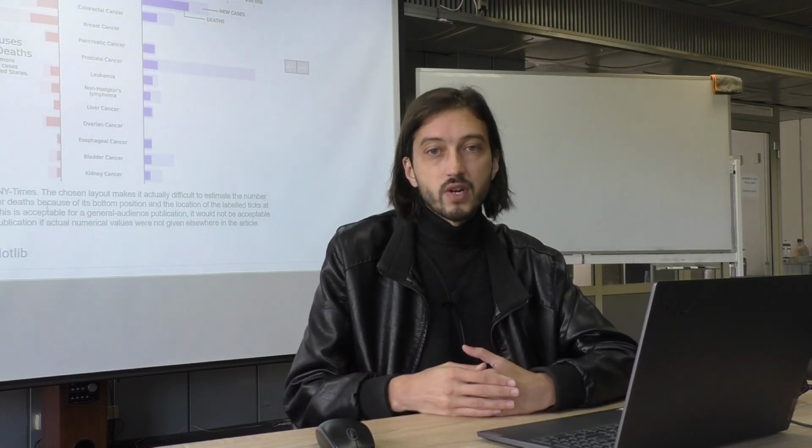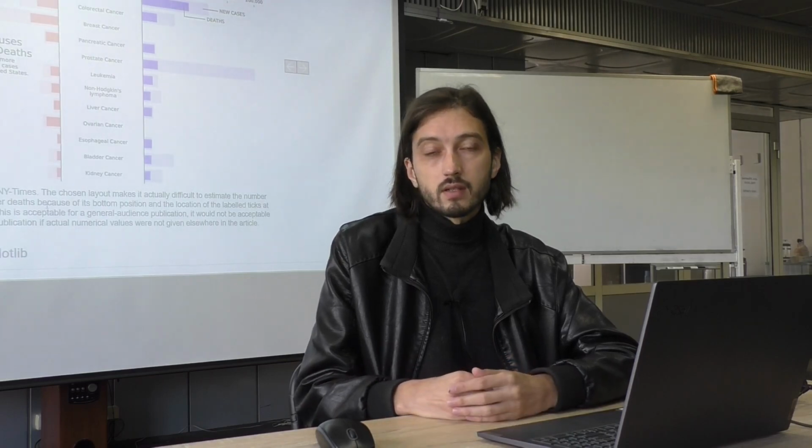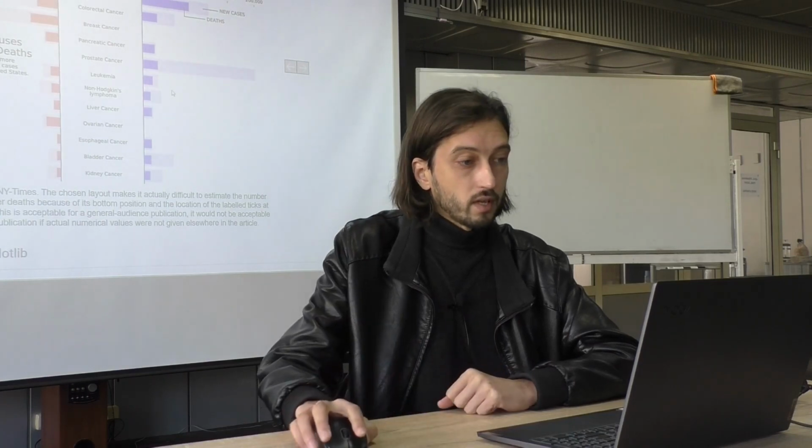So the first checkpoint is the so-called know your audience. When you are creating infographics, you should think about who the people are that you will present these data to, and different people will need different plots. This is an example from the New York Times, and it's really good for the New York Times, to present to anyone. But you will probably choose not to use this sort of plot in a scientific article.